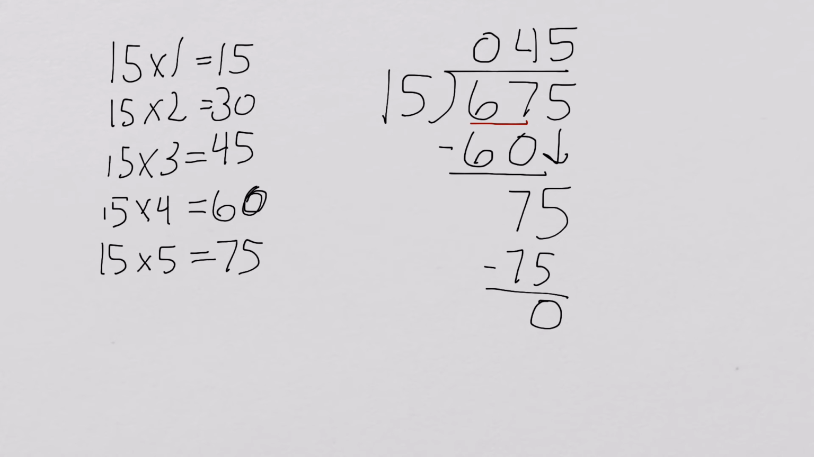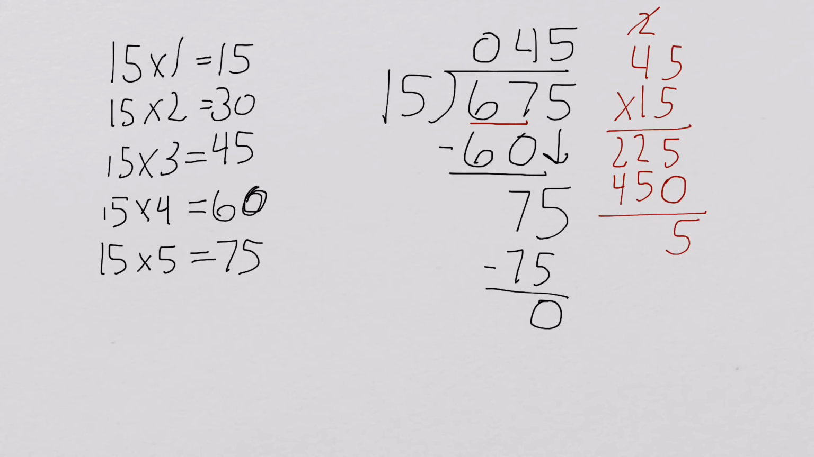And, like always, we should check our answer. So what's 45 times 15? 5 times 5 is 25. Carry the 2. 5 times 4 is 20, plus 2 is 22, so our first partial product is 225. Put in our 0 because we're moving over to the tens place. 1 times 5 is 5. 1 times 4 is 4, and if we add all those up, we get our dividend of 675. So we've done it correctly.